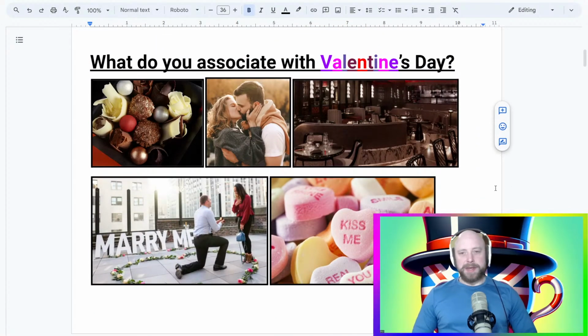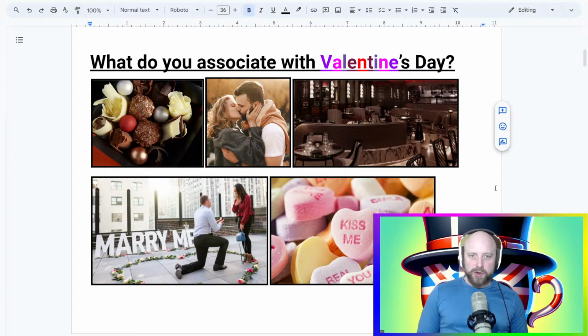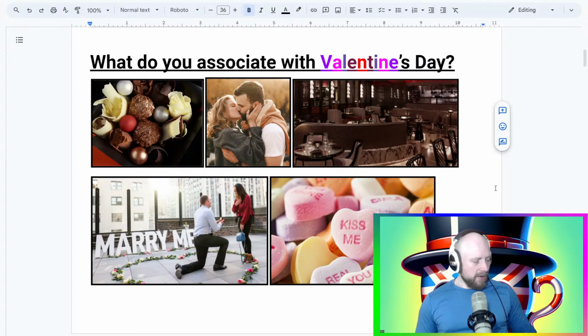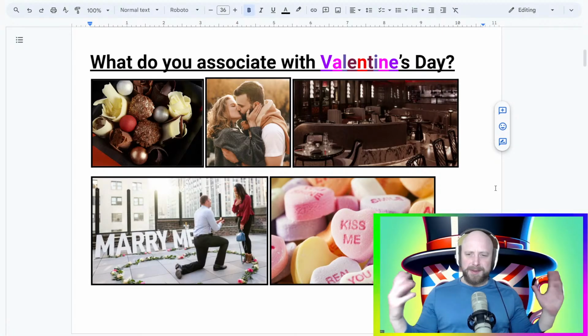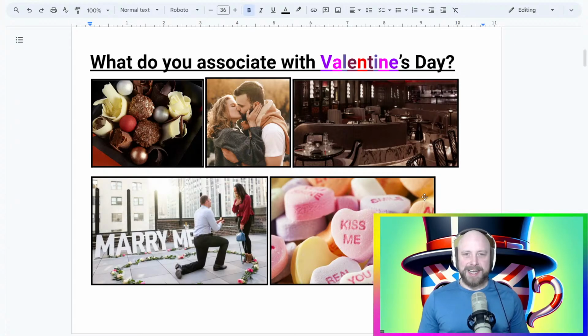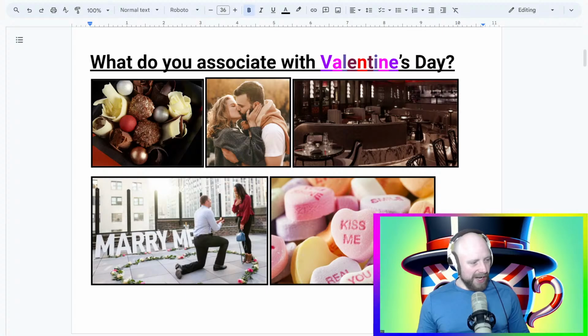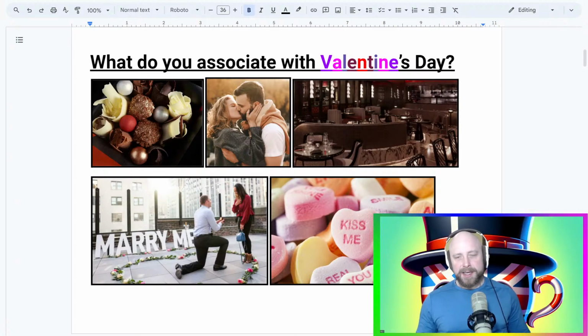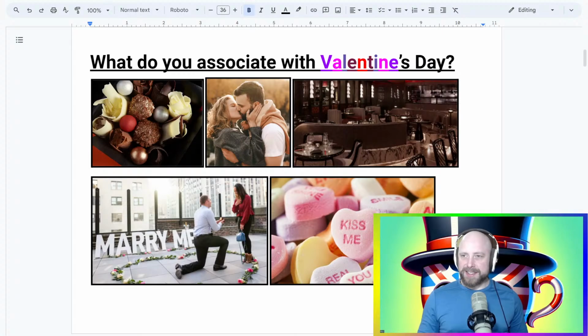Let's start with a little bit of activating your schematic knowledge. That's what language teachers call it. Normal people call it talking about what you know about this subject. So what do you associate with Valentine's Day? There are just some ideas there on the screen. However, I am open to anything that you associate with Valentine's Day. Tell me about Valentine's Day in your culture. You can type in the chat now and I'll read some of those out.